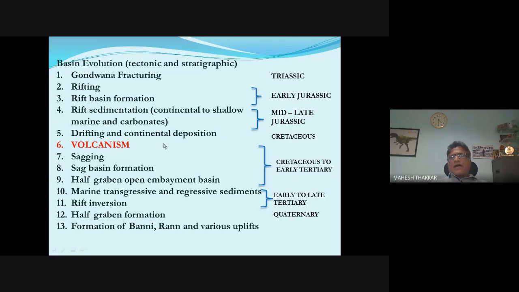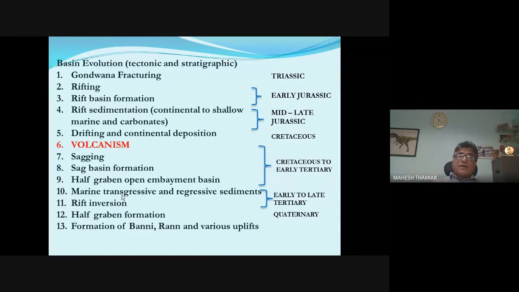Then at the end of the Cretaceous, we have the Deccan plume volcanism. After that, another episode started, a tectonic episode of sagging and sag basin formation. And then in the half graben embayment, that is the open sea basin, large Tertiary Eocene to Oligocene to Miocene formations started depositing. That is called the marine transgressive-regressive sediments.